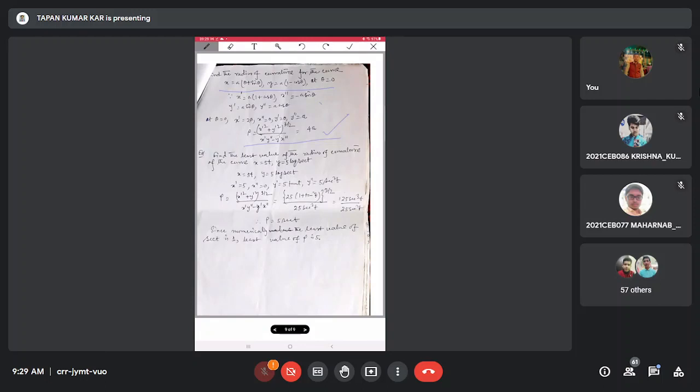Here also the problem is same, parametric form. Here find the least value of the radius of curvature. So first find the radius of curvature using the formula. It is this. Now 5 is constant, sec t may vary. Least value means you have to find the least value of sec t. That is 1. So the least value is 5.